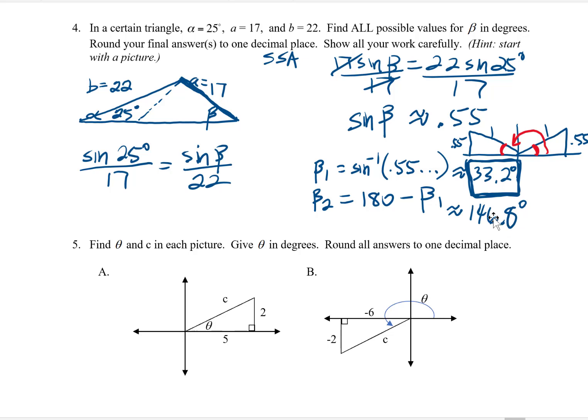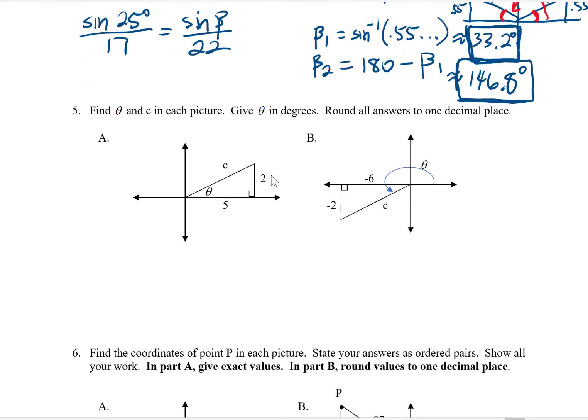I think it is, because my first angle is 25. If I add 25 onto this, I'm going to get about 171.8. That's still under 180, so that still means I could form a triangle. So I actually have two possible answers here for angle beta. In other words, this situation is exactly what happened. There's two possible triangles that can be formed from the given information.